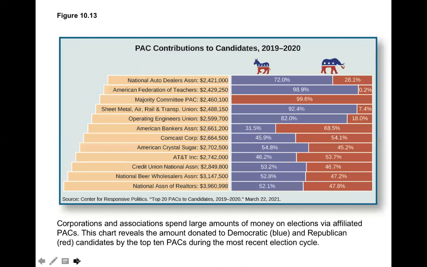Here's an example of PAC contributions. I should have clarified this: I hope you guys would know a donkey is a Democrat, an elephant is a Republican. Okay. So you'll see that the American Bankers Association donated 68.5% of their money to Republicans, whereas the National Auto Dealers Association donated 72% of theirs to Democrats. I just kind of wanted you to know about that.